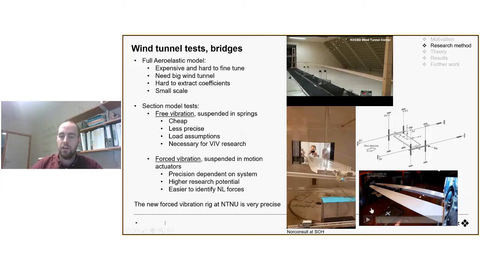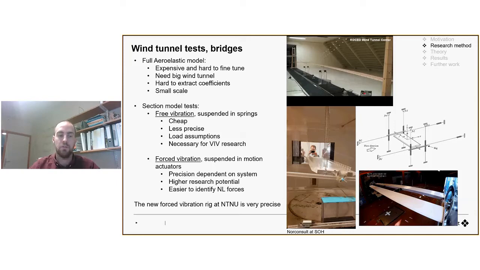And then we have the forced vibration rig. It's basically fixing the section model in motion arms. Then you force the cross section into a motion that you prescribe. And then some parts get easier. It's a lot easier to handle the nonlinear forces, to see them, and the precision of the system varies from system to system. But we at NTNU have a really precise system, and I think it would not be a bold statement to say that it's the state of the art.